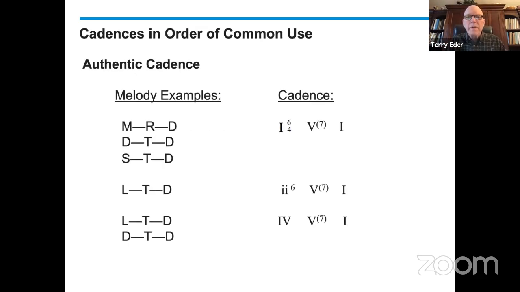Cadences in the order of common use. Of course, the authentic would be the first one that you would see being used. And take a look at this. Here's what, if you saw this in the melody, this is what you would write in for the cadence. And that is, if you saw mi, re, do in the melody, or do, ti, do, or sol, ti, do, those would work with a cadential 6/4 to a 5 or 5/7 to a 1.